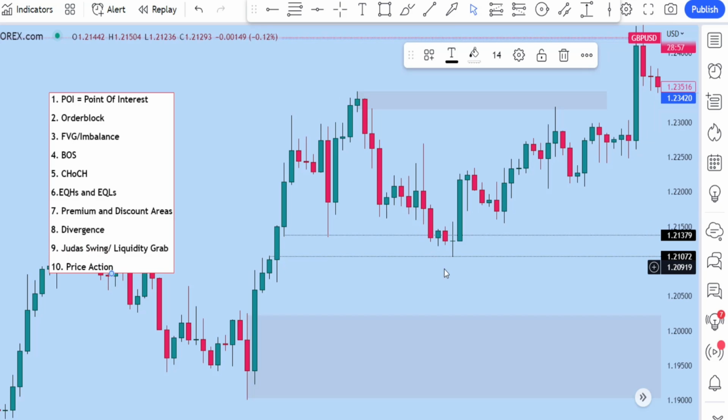So price is coming back into that fair value gap, as you can see right here. Why is it not trading into this place? Because this place has a healthy price action. That is simply what that means. So as price comes back, this is a fair value gap.